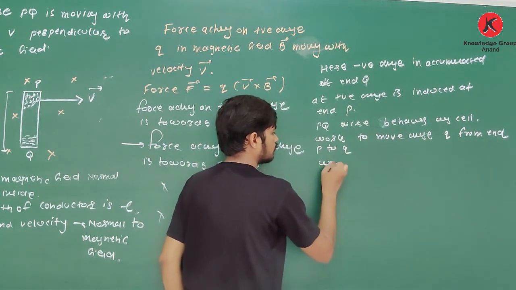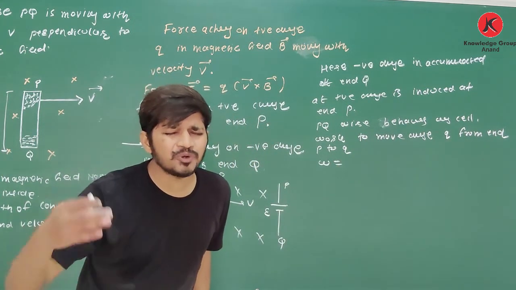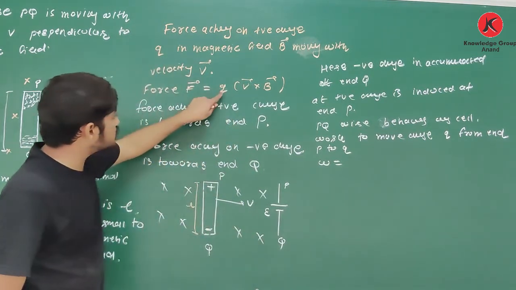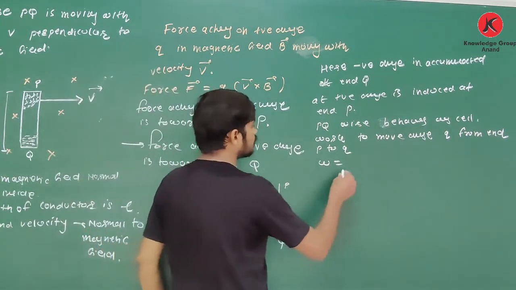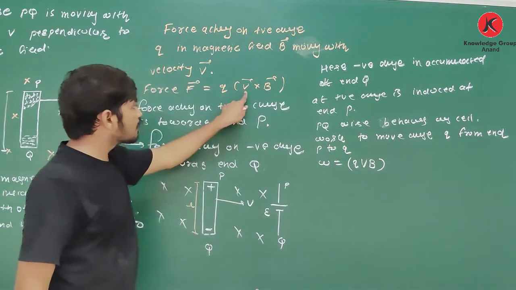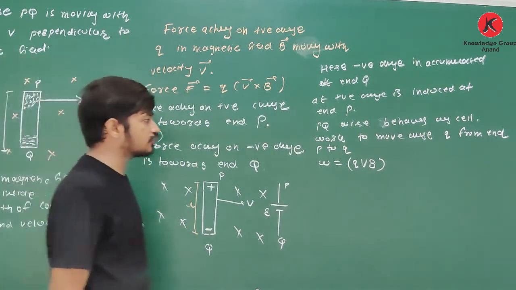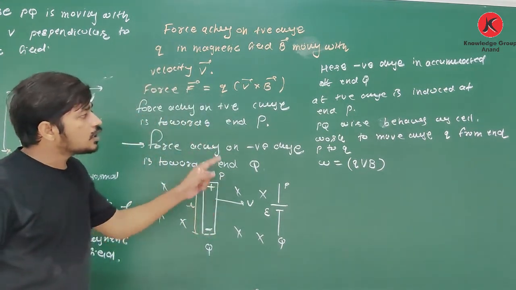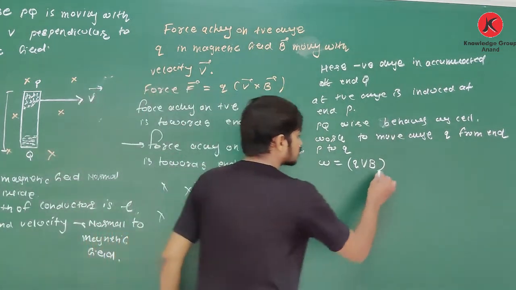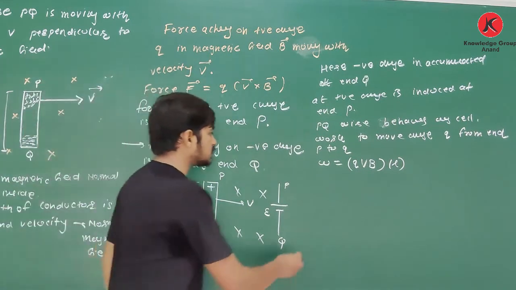What is the equation of work? Work W is equal to force into displacement. What is the force acting on the charge? q V cross B, and its magnitude is qVB. Why qVB? Because V and B are perpendicular to each other. So it is qVB. What is the work to move charge q from one end to another end? Displacement is L.